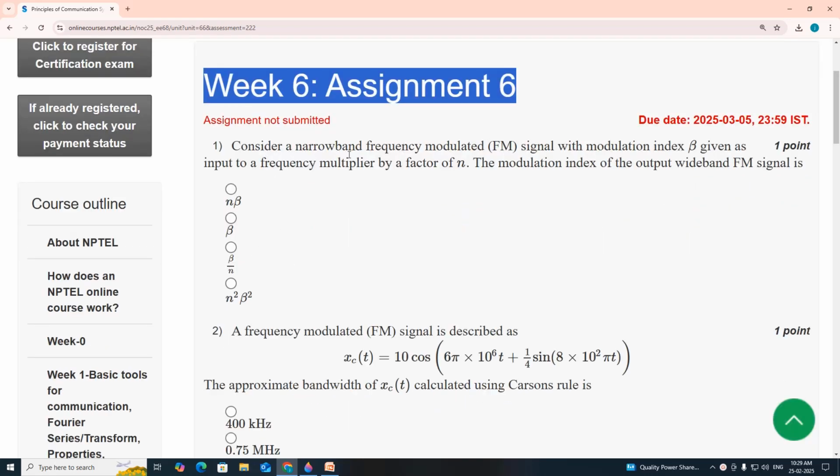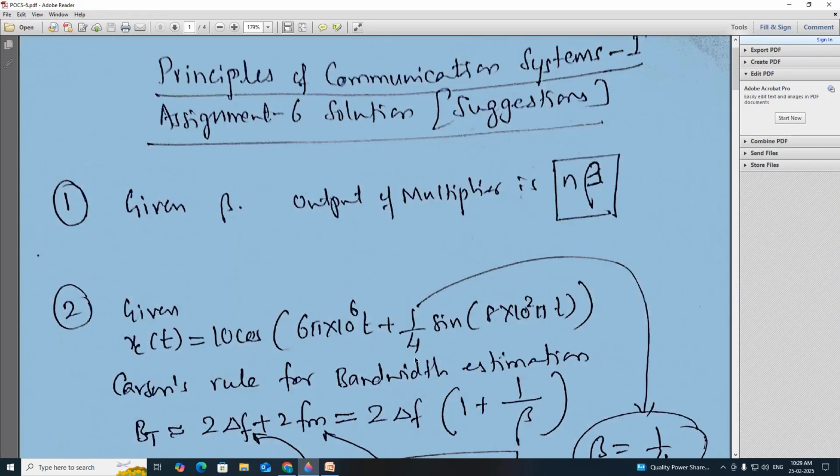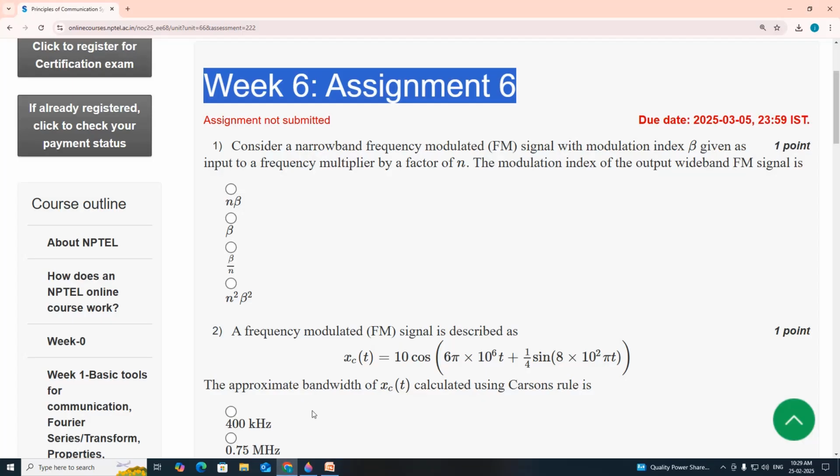Consider a narrow band frequency modulated signal with the modulation index beta given as input of a frequency multiplier of factor n. The modulation index of the output wideband FM is n times beta. So n times beta, option A.